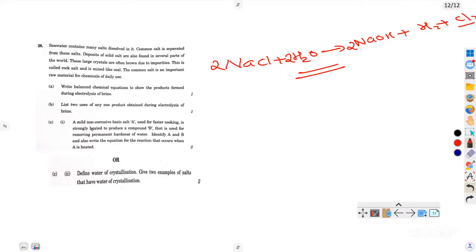Okay, next. A mild non-corrosive basic salt A used for faster cooking is strongly heated to produce a compound B, which is used to remove the permanent hardness of water. Identify A and B, write the equation. So A is NaHCO3, baking soda. Okay, uses of hydrogen: fuel, manufacture of ammonia for fertilizer. Okay, can include that. B is Na2CO3.